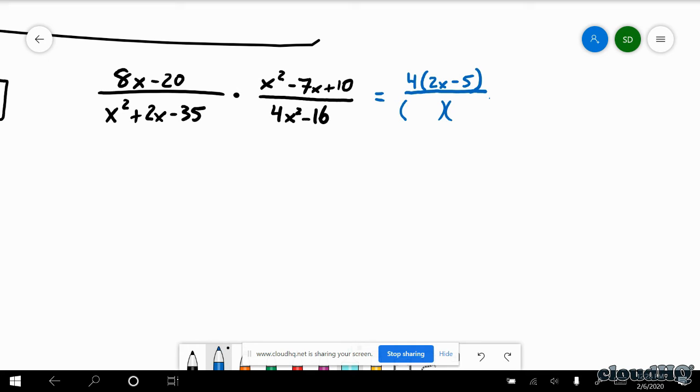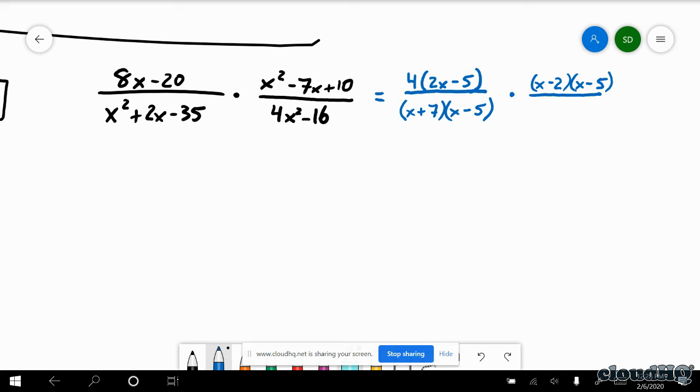it's a quadratic. Two numbers that multiply to negative 35 that add to 2 are positive 7 and negative 5. So there's the first fraction. Now let's factor the second fraction. The numerator is a quadratic. Two numbers which multiply to positive 10 and add to negative 7 would be negative 2 and negative 5.